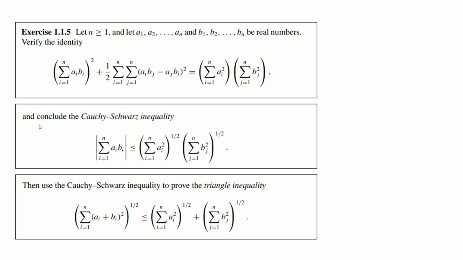The second part of this question is concluding the Cauchy-Schwarz inequality with this identity. And the third is using the Cauchy-Schwarz inequality to prove the triangle inequality.